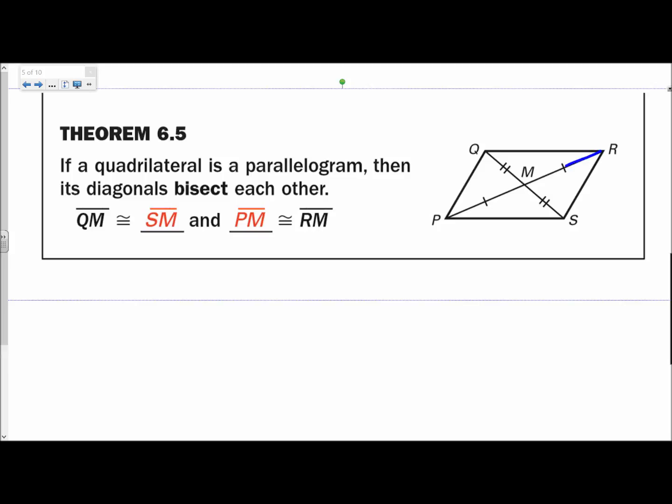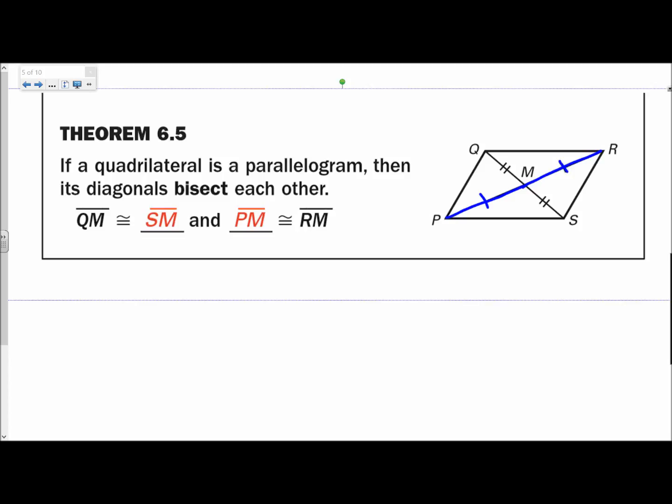So notice from here to here is the exact same distance from here to here. PM is the same distance as MR. That's why you have the little hash mark here. The exact same distance. The diagonals, these are called diagonals, they chop each other in half. And it goes for any parallelogram you ever come across. So that's 4 theorems already.